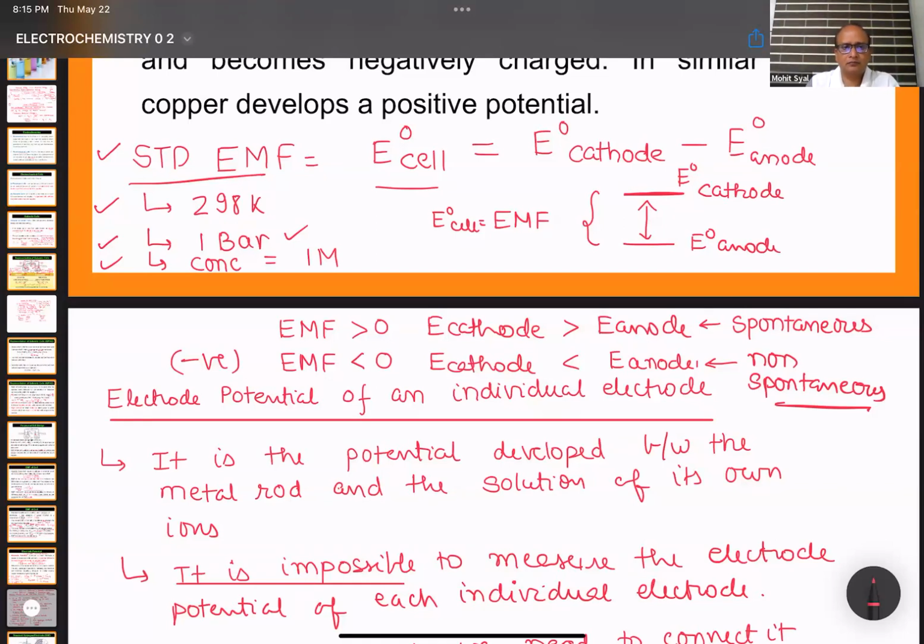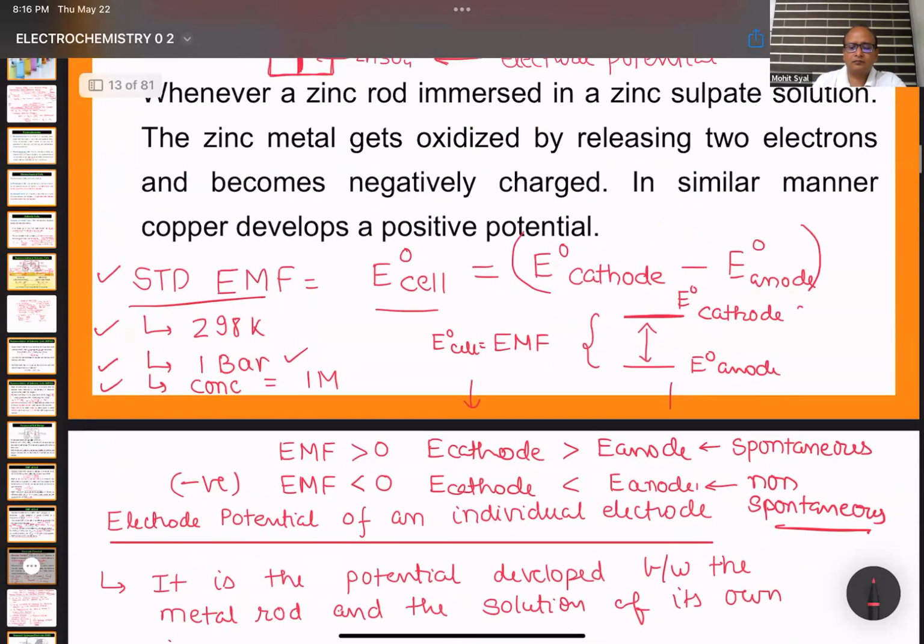Right? Can you repeat? Yeah. To calculate the EMF of the cell, you need the electrode potential of the cathode and anode. Do you agree with it? Yes. EMF is the difference in voltage between the positive terminal and the negative terminal.